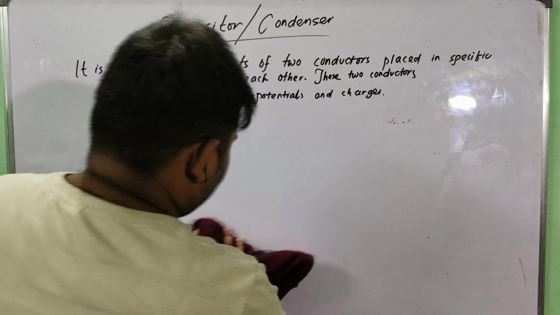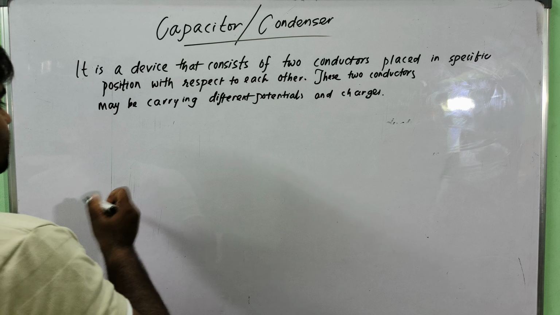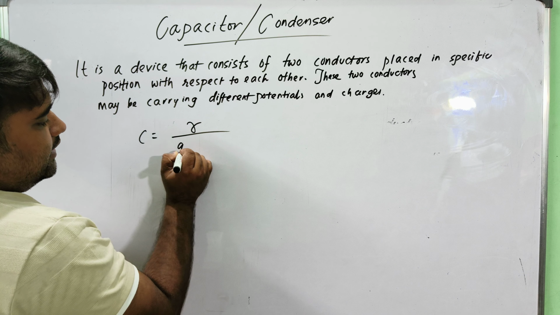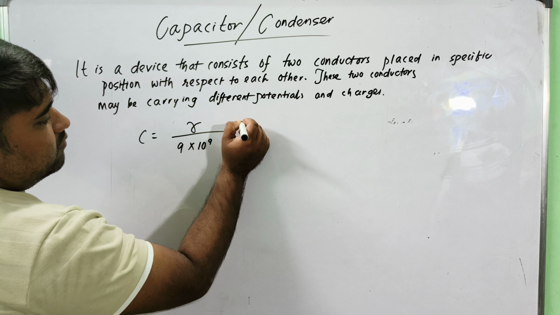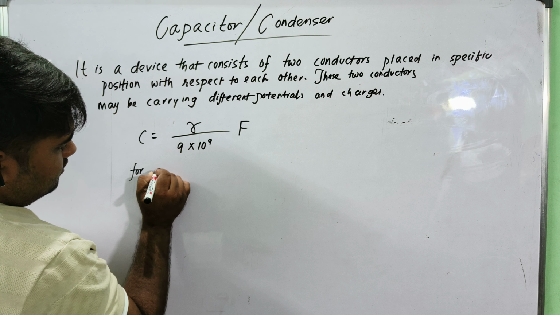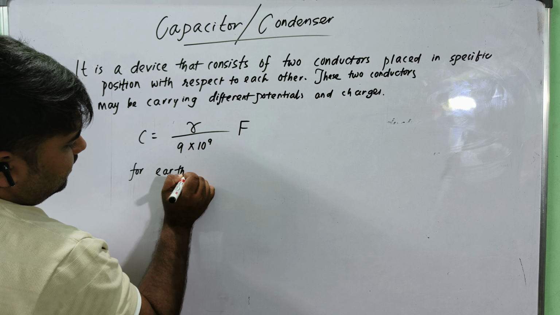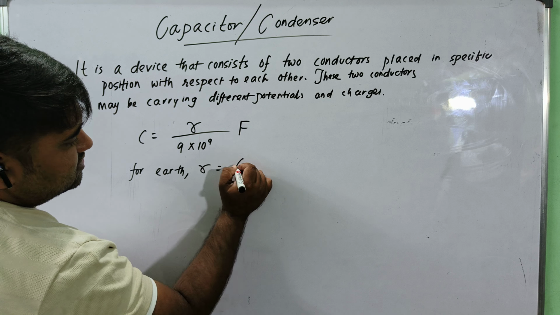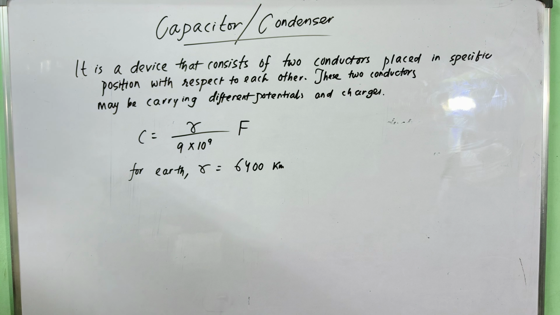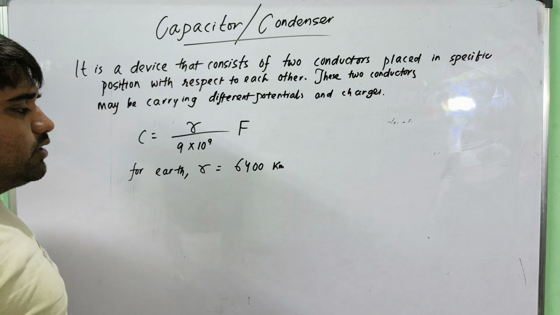We are going to use this formula, that is C is equal to R upon 9 into 10 raised to the power 9 farad. For R, what is the radius of Earth? R is equal to 6400 kilometer. Okay, it is 6400 kilometer.